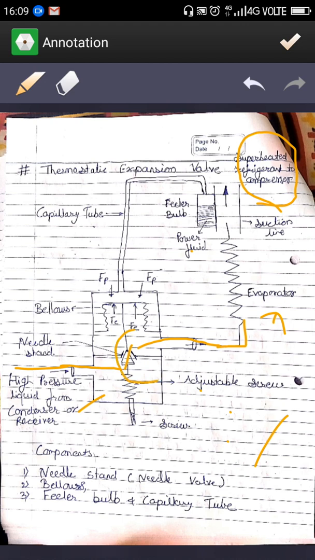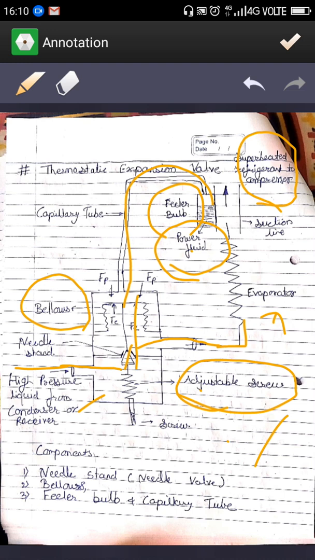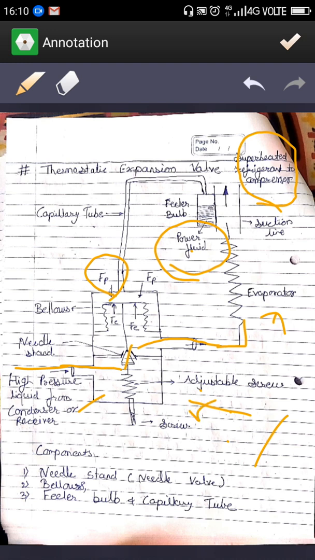This valve completely depends on the opening and closing of this needle valve. How this needle valve opens and closes depends on the temperature, which is sensed by this power fluid contained in the feeler bulb. This feeler bulb is connected to the top of this bellow, and the next end of this bellow is connected to the needle, and this needle is connected to the adjustable screw. You can see here the pressure exerted by this power fluid is named F of E, and the pressure exerted by the needle using this adjustable screw is named F of E.